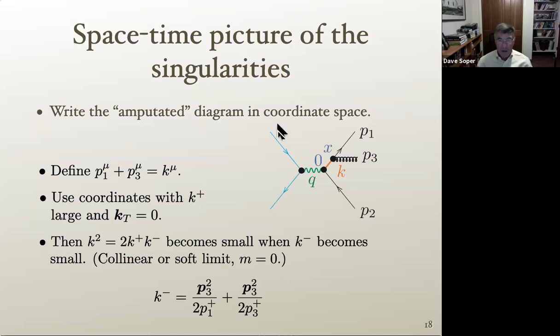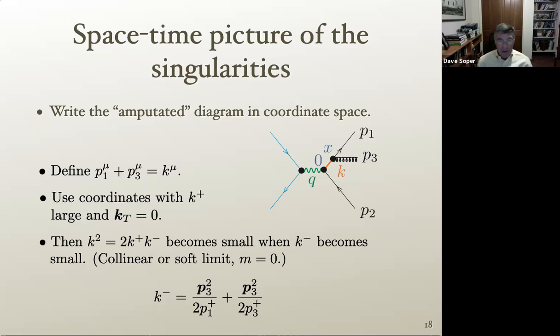So here's a Feynman diagram, the same one we were looking at, with P1 and P3, and then P1 plus P3 I called K. Just consider that amputated Feynman diagram, so I cut off the propagators for the external legs. What does that look like? Let me choose coordinates so that K plus is large and K transverse is 0 or small.